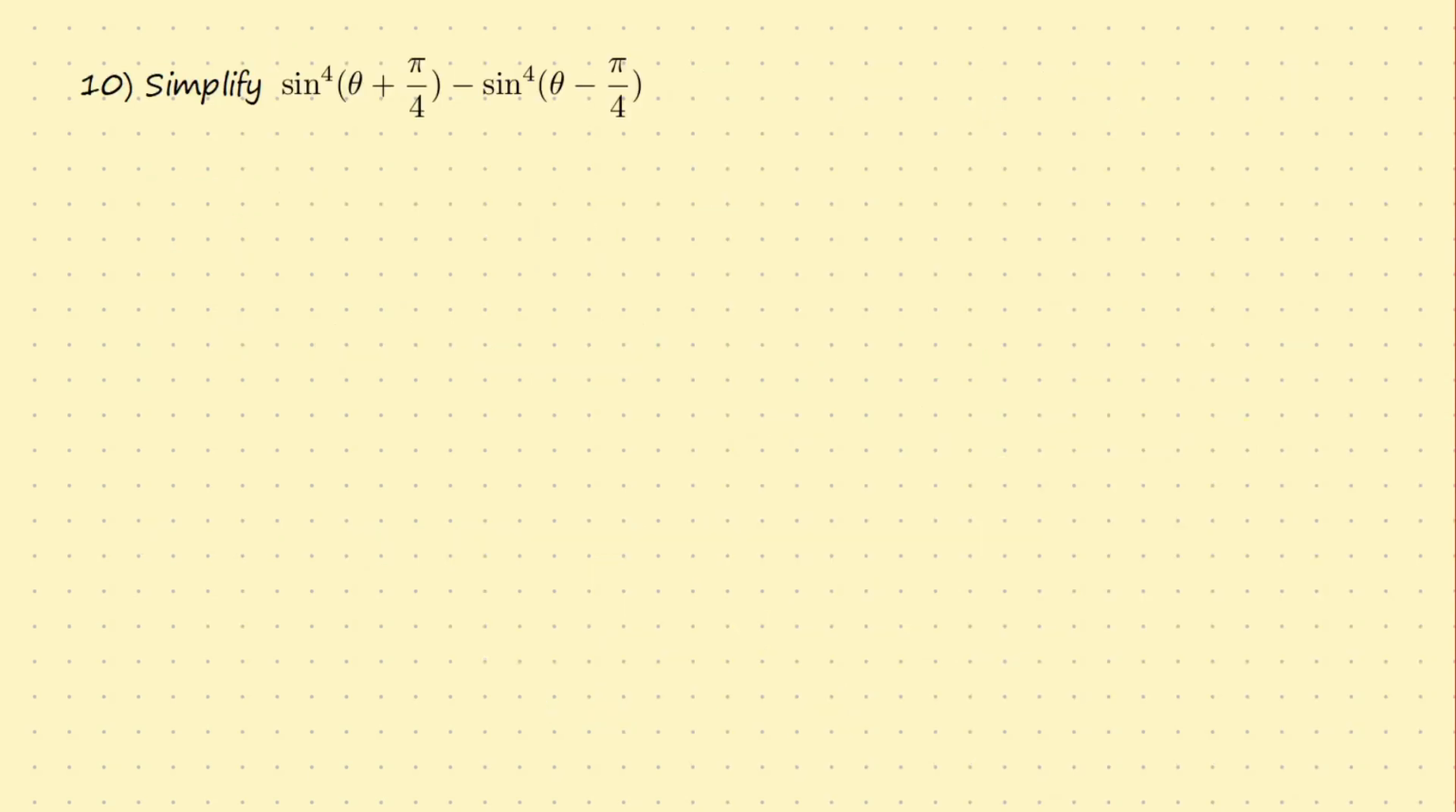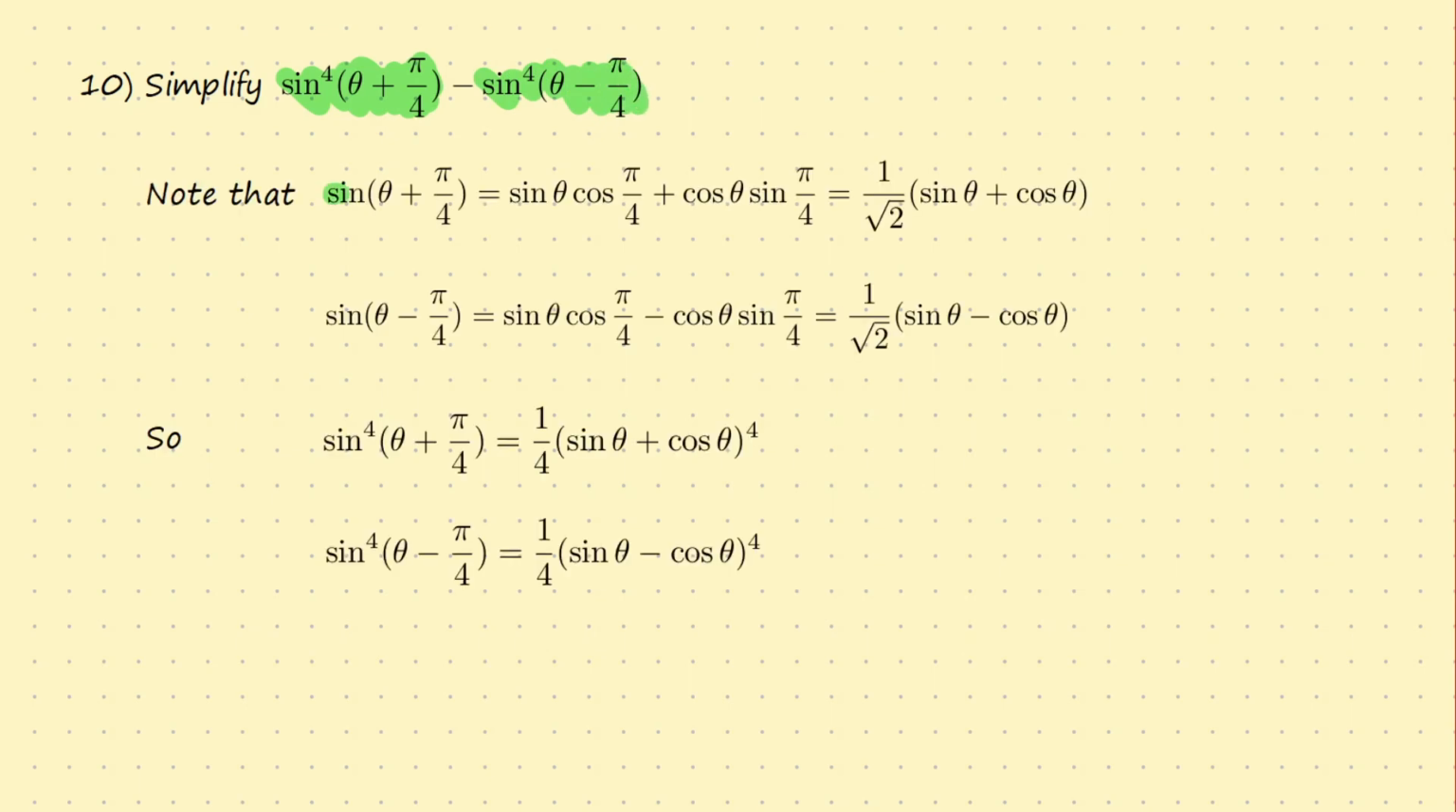Problem 10. Simplify sine to the 4 of (theta plus pi by 4) minus sine to the 4 of (theta minus pi by 4). Now, first note that sine (theta plus pi by 4) equals sine theta cos pi by 4 plus cos theta sine pi by 4, which equals 1 over root 2 times (sine theta plus cos theta). And sine (theta minus pi by 4) equals sine theta cos pi by 4 minus cos theta sine pi by 4, which equals 1 over root 2 times (sine theta minus cos theta).